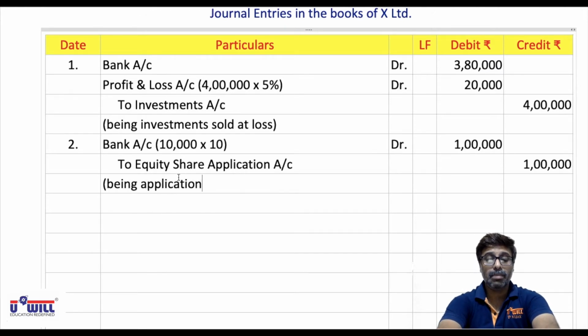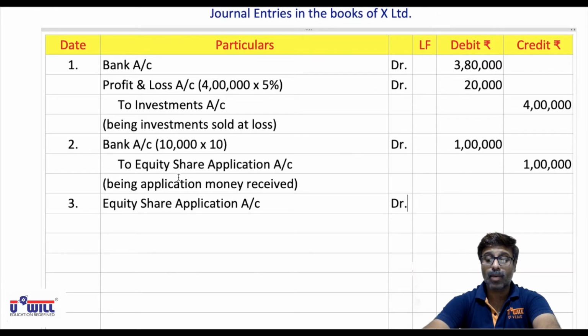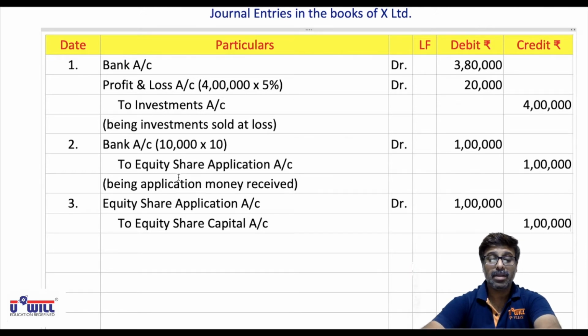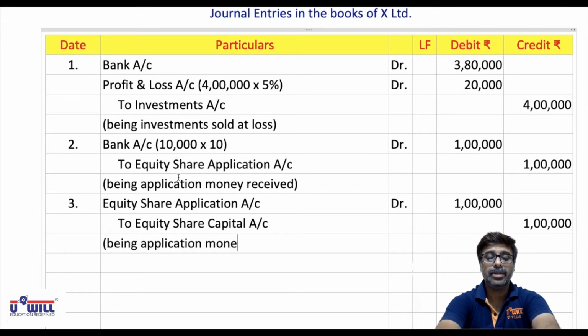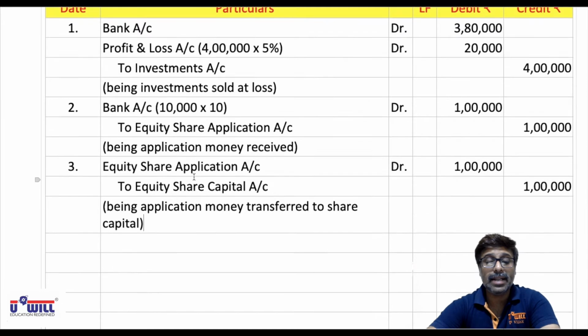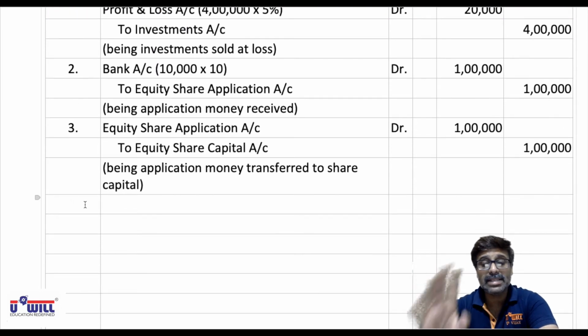Now, the next entry related to the same: equity share application account debit. Since they are issued at par, the entire 1 lakh will be transferred to share capital. So equity share application account debit 1 lakh to equity share capital account 1 lakh. Being application money transferred to share capital. Okay, so these 2 entries, second and third entry, are for issue of shares. Total 6 entries I have made you write.